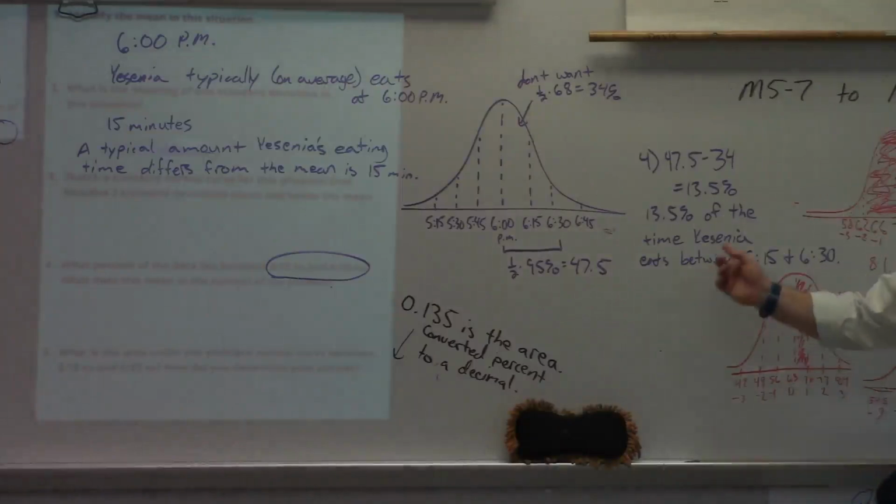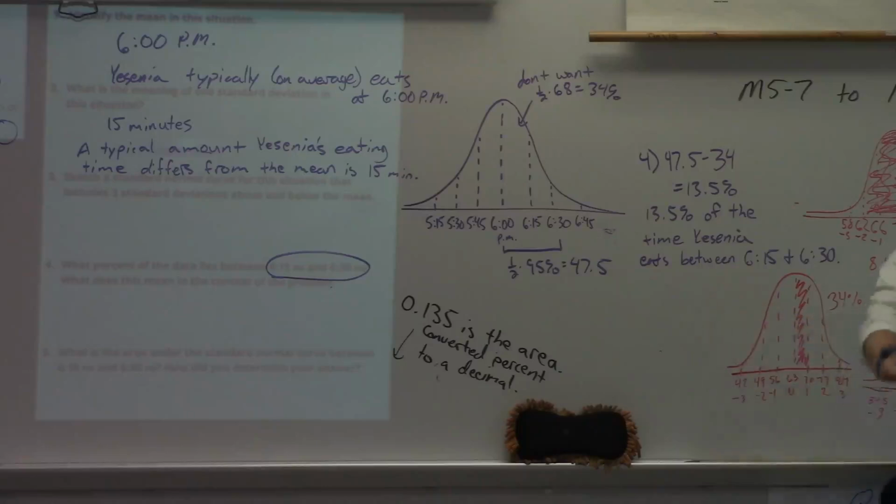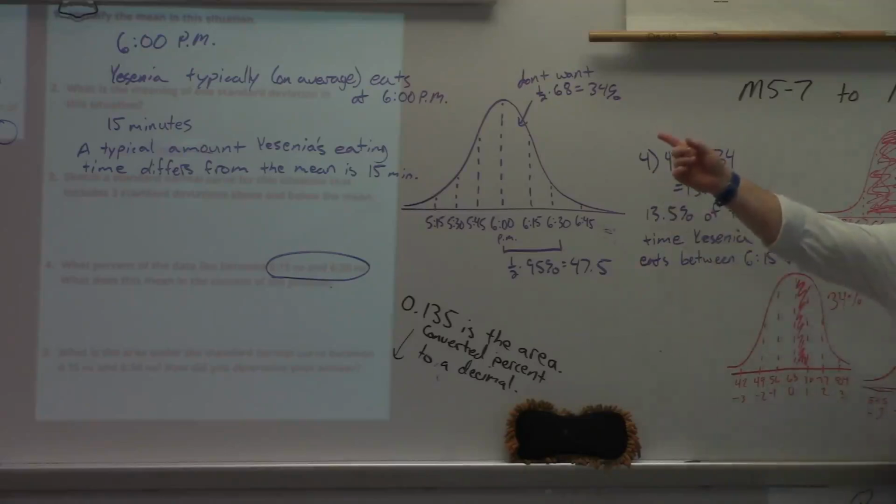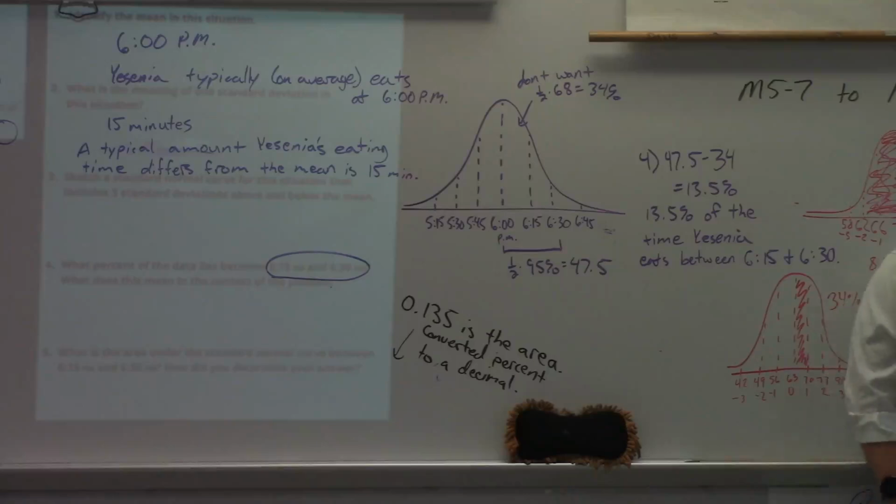Does that answer your question about the context? Does that make sense now? What does that mean in context? Well, 13.5% of the time sheets between those. Please note, it was not asked, but you see how I interpreted the mean and standard deviation? That is something I'm going to expect on assessments, so that's why I included it here.